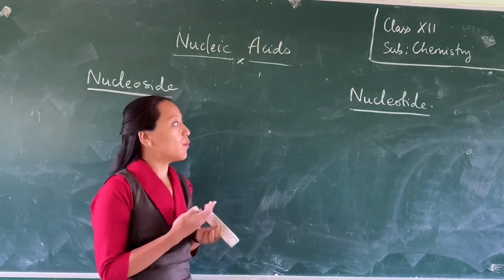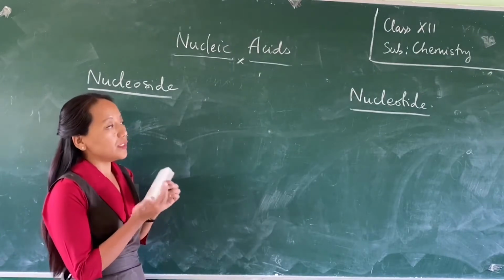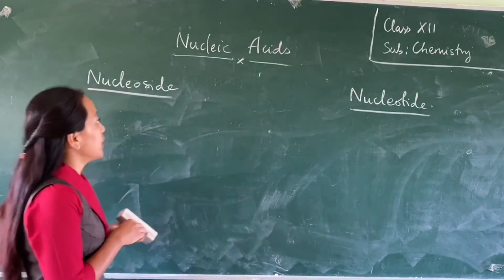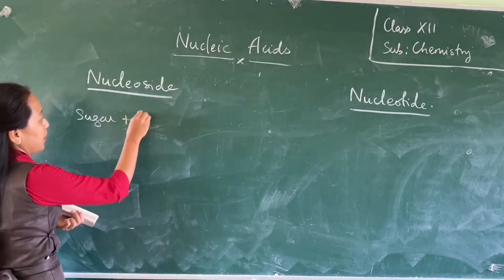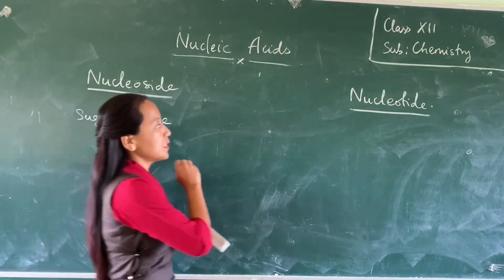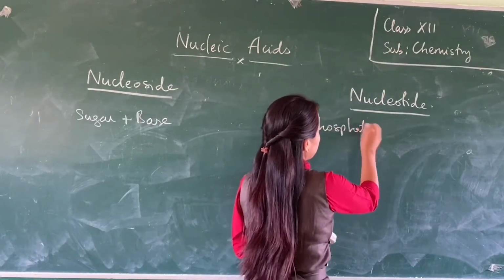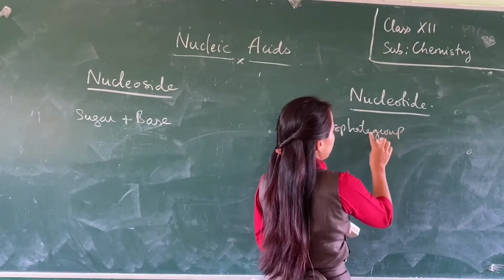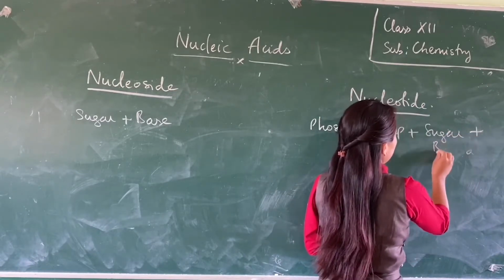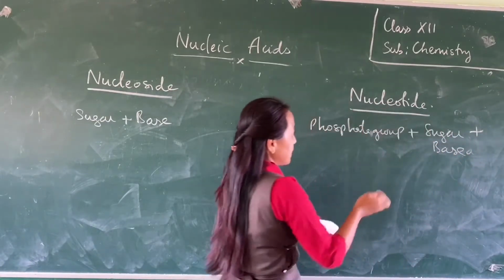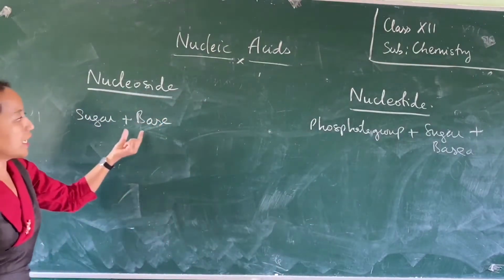About the three components which are present in a nucleotide. Now let us look at the difference between nucleotides and nucleosides. In the case of nucleosides, there is the presence of only sugar and base, whereas in the case of nucleotide, there is the presence of a phosphate group. Phosphate group plus the sugar component plus the base, and these three make up the nucleotide, whereas a nucleoside consists only of sugar and base.